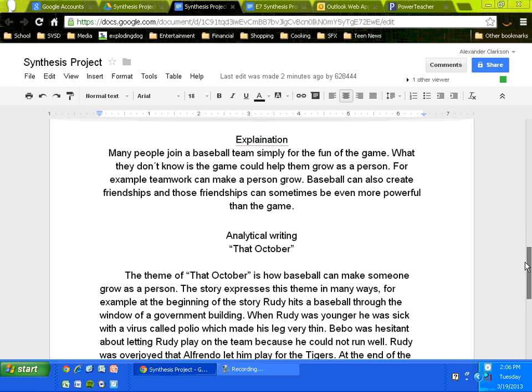Many people join a baseball team simply for the fun of the game. What they don't know is the game could help them grow as a person. For example, teamwork can make a person grow. Baseball can also create friendships, and those friendships can sometimes be even more powerful than the game.